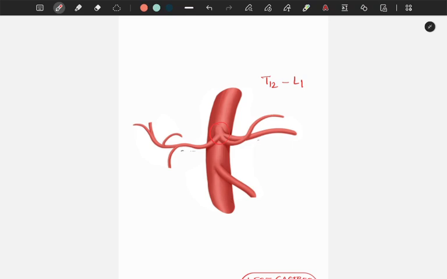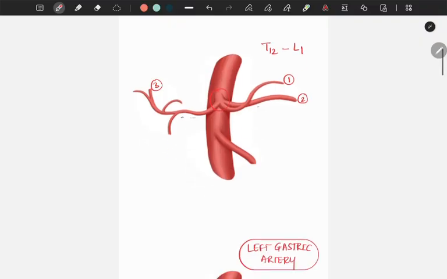The triad of branches where the magic happens. What makes the celiac trunk so special is that almost immediately after it originates, it typically trifurcates, meaning it splits into three main branches. These three branches are the common hepatic artery, the splenic artery, and the left gastric artery. This classic arrangement is often called the celiac tripod. Let's break each one down.